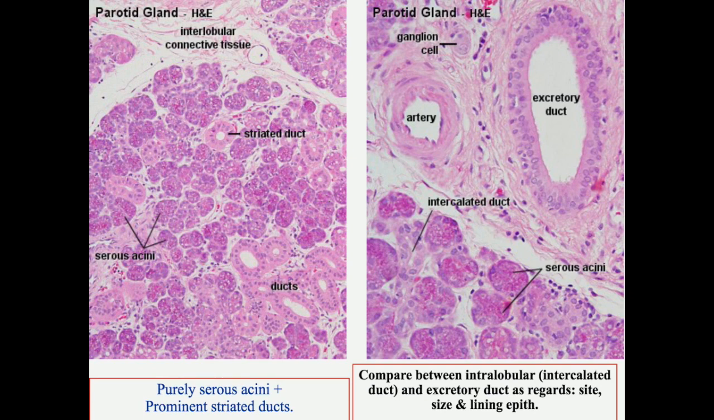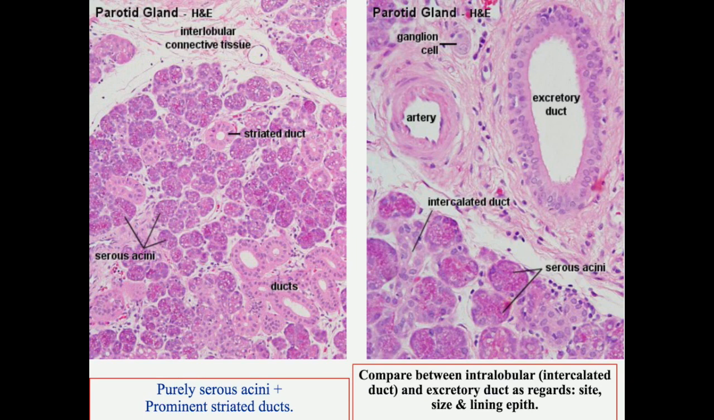Here we have also the connective tissue, and an artery with thick wall and narrow lumen, a ganglion nerve cell, and here we have also the duct, the start of the excretory ducts. After the striated we have the interlobular, then the interlobar, then the main duct. As you see here, it is pseudostratified columnar.